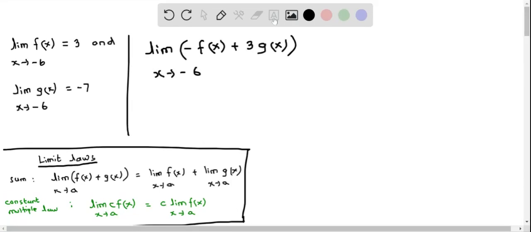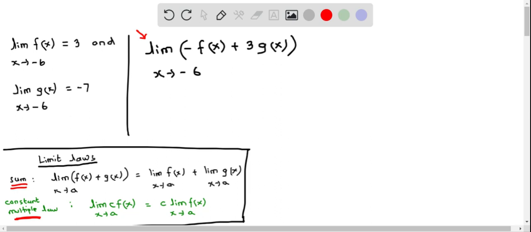We will now evaluate this given limit, that is the limit of negative f of x plus 3 times g of x as x approaches negative 6 using the limit laws. So I'm going to use these two laws. The first one is the sum law and another law is the constant multiple law.